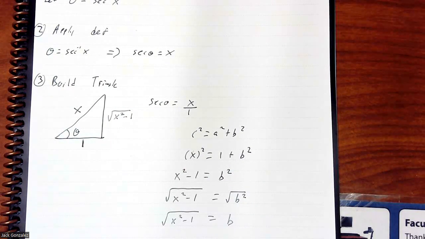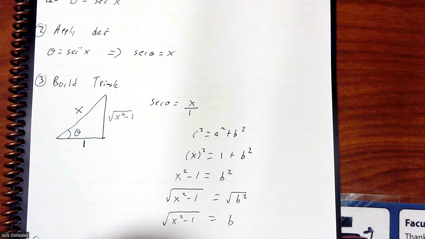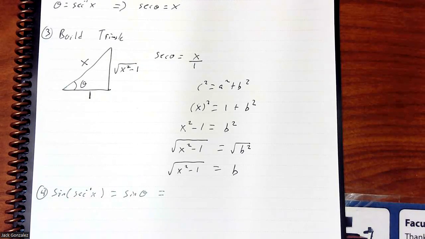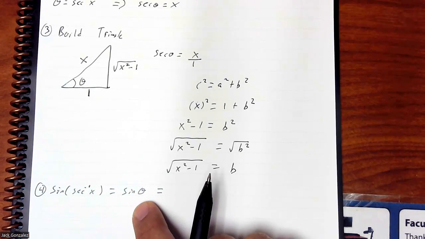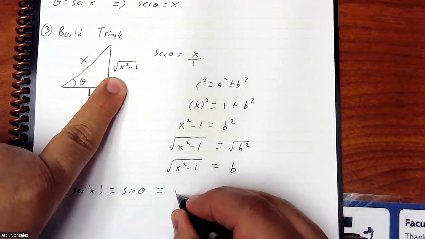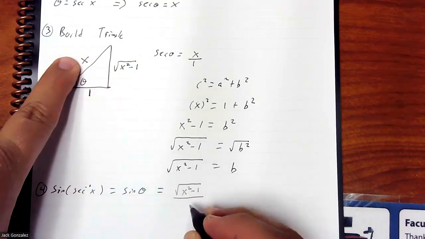So now answer the question. What is sine of secant inverse, which is actually sine of theta? Yeah, so it's opposite over hypotenuse. So the opposite side. Don't forget, it's right there. And here.